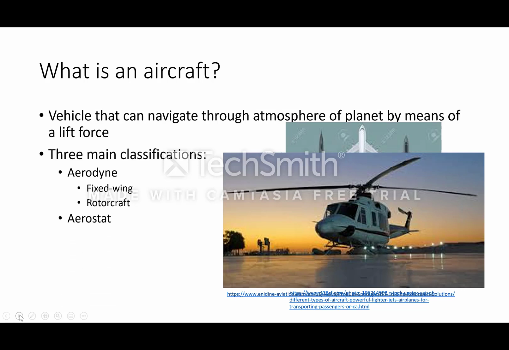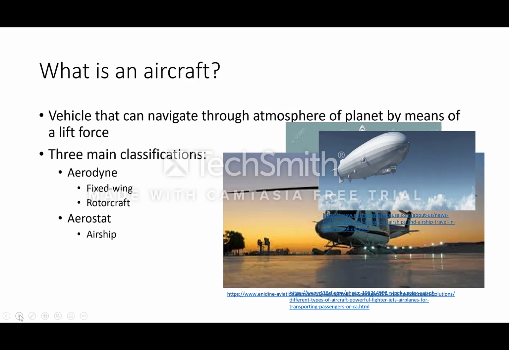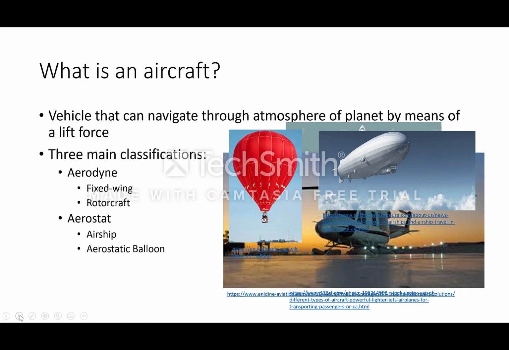The second classification is an aerostat. And an aerostat is like an airship. Some of you guys researched those for history of aviation. They used to be called dirigibles. Nowadays, we basically call them blimps. But those are airships, as well as aerostatic balloons, also known as hot air balloons.